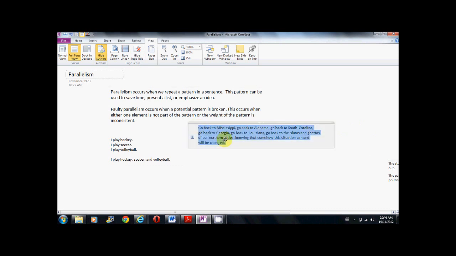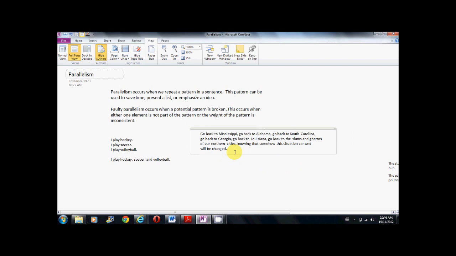Here's a more complex one from a speech delivered by Martin Luther King. Go back to Mississippi, go back to Alabama, go back to South Carolina, go back to Georgia, go back to Louisiana, go back to the slums and ghettos of our northern cities, knowing that somehow this situation can and will be changed. All right. So clearly we see that repetition at the beginning of the sentences. Should remind you of an anaphora, a term we've studied before. But it's also an example of parallelism because we have the same structure repeated.